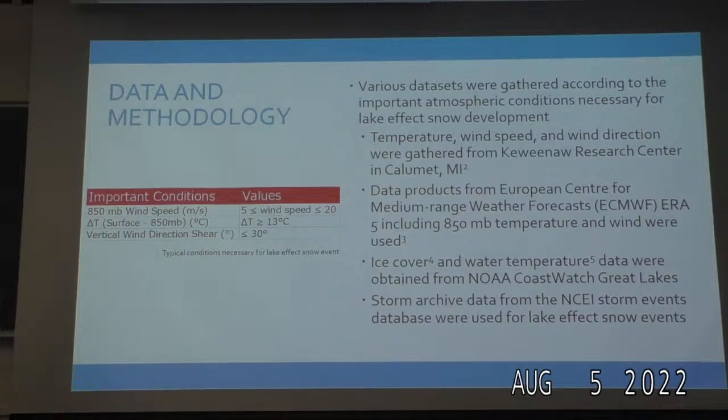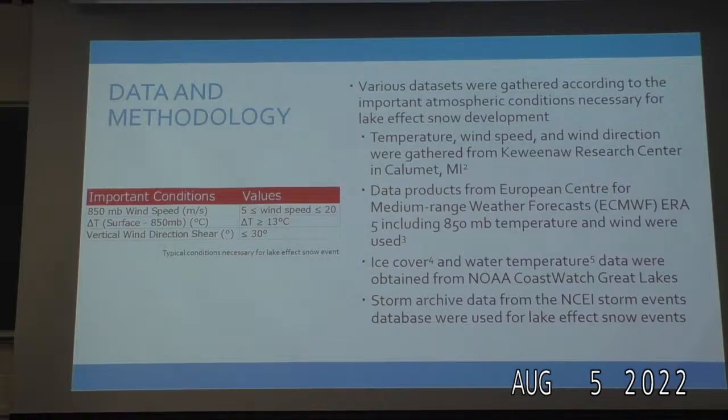Starting off with data and methodology, we grabbed various data sets from all over the place to study and look at the important atmospheric conditions necessary for lake effect snow development. The first place was the Keweenaw Research Center, which is part of the Upper Peninsula in Michigan. We grabbed temperature, wind speed, and wind direction, and the important conditions that we used were wind speed and wind direction for the surface.